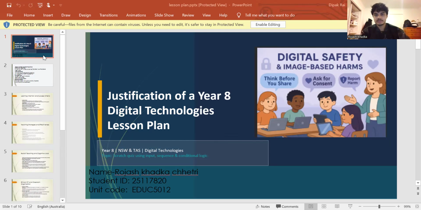So this presentation contains a rationale of a Year 4 digital technology lesson, where the students are to create a quiz in Scratch based on input, sequencing, and conditional logic. The lesson will be designed based on the needs of the NSW and Tasmania curriculum, and it will contain strategies to cater to various learners. It explains the use of explicit instruction, differentiation, and formative assessment to promote engagement, minimize cognitive overload, and enhance student learning outcomes.